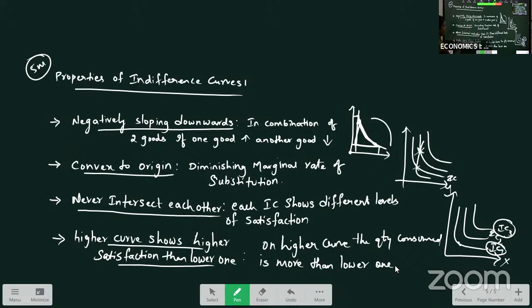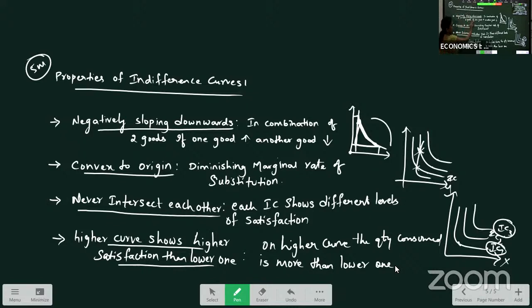That's why it will give less satisfaction. Clear? So these are the properties of indifference curve. Very simple, only 4 points. Your 5 marks answer. Very, very easy and simple answer and important answer. So what are the properties of indifference curves here?